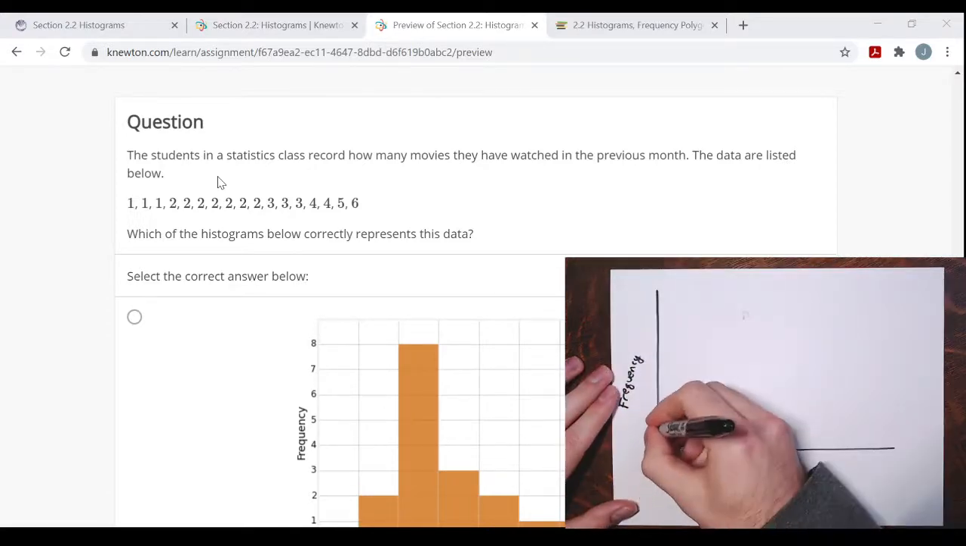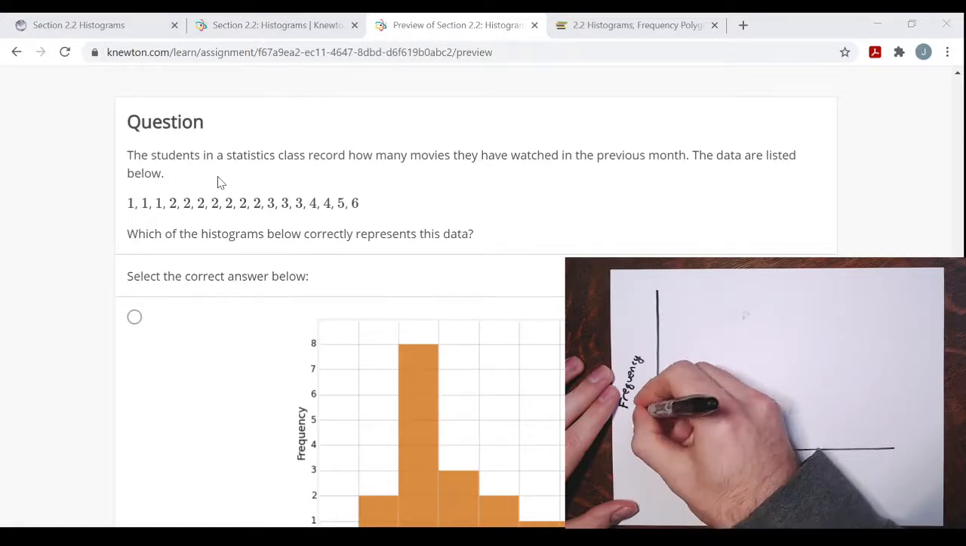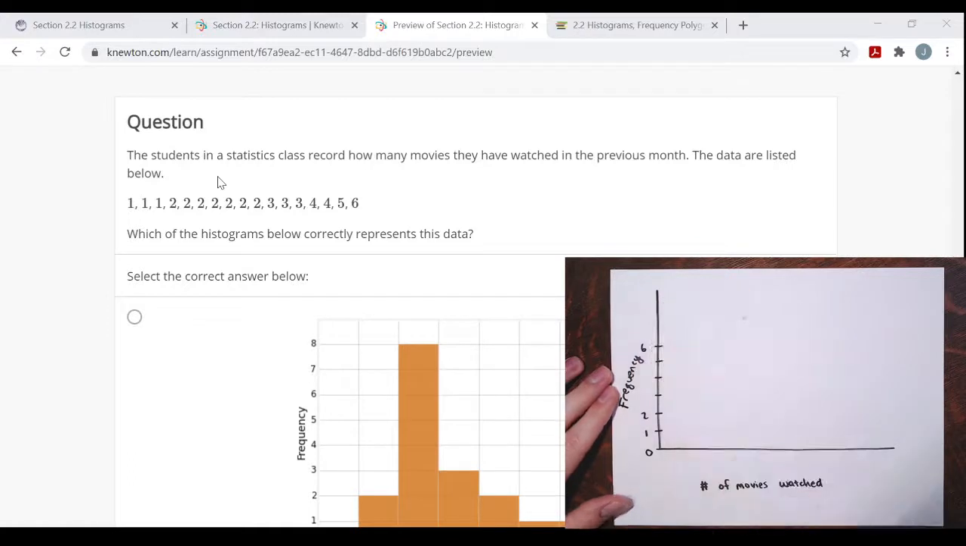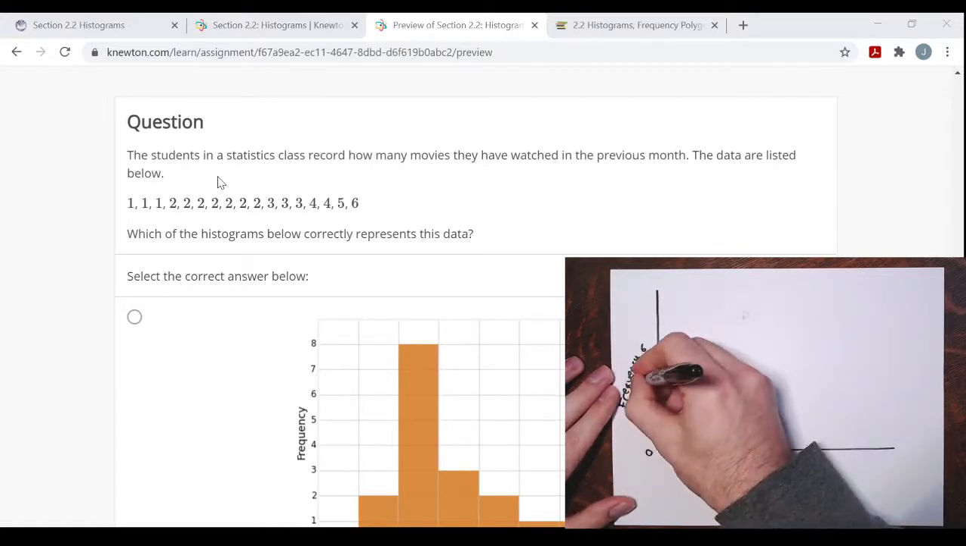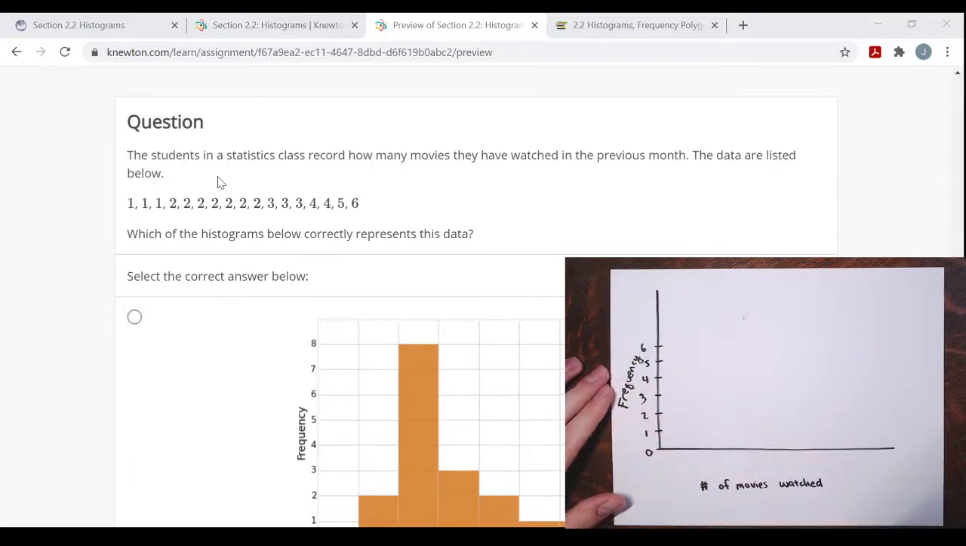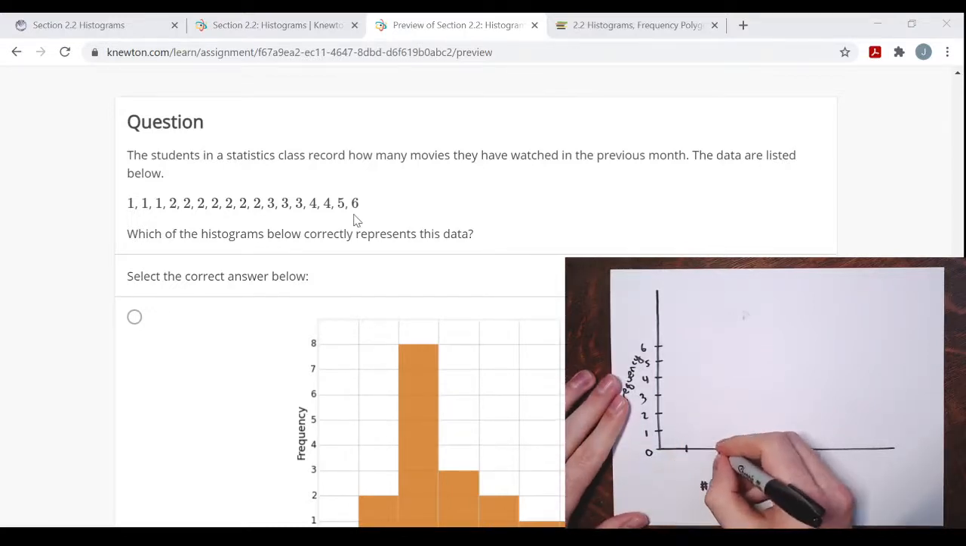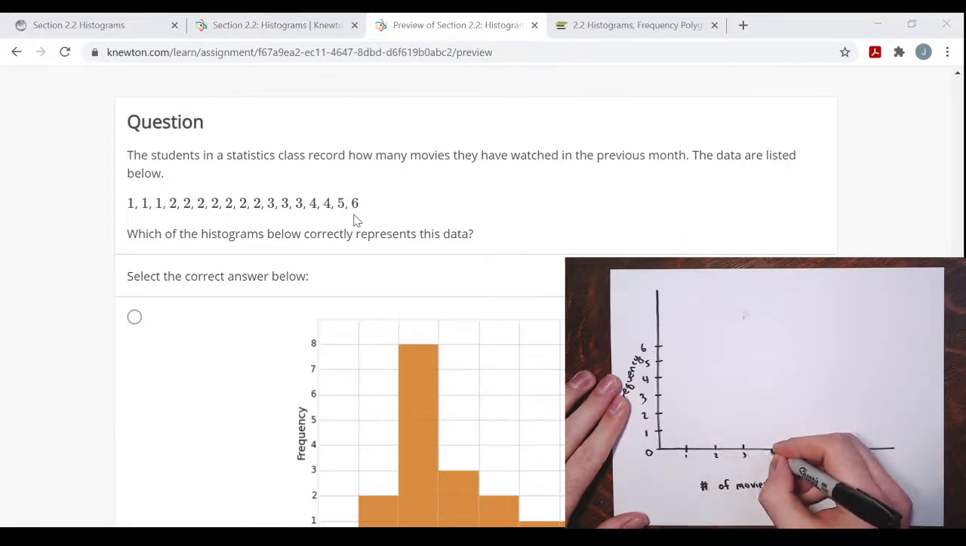The frequency one's easy. I'll just put 0 movies, 1 movie, 2 movies, 3, 4, 5, 6. Now all the data values are just whole numbers. All these data values are just 1, 2, 3, 4, 5, and 6. So I can mark those off here.